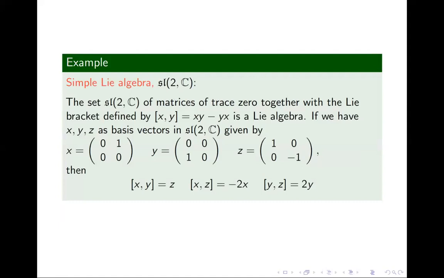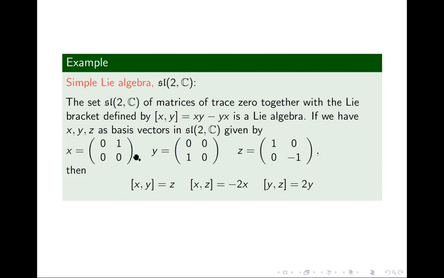This is my favorite example of a simple Lie algebra. If you define the set of all 2x2 matrices over C which are traceless, or whose trace is zero, and then you define this Lie bracket, now what we refer to as our bilinear product, as the commutator or a commuting relationship. So the product of two matrices is just given by the difference of their usual products, using the usual multiplication of matrices. So this is a Lie algebra.